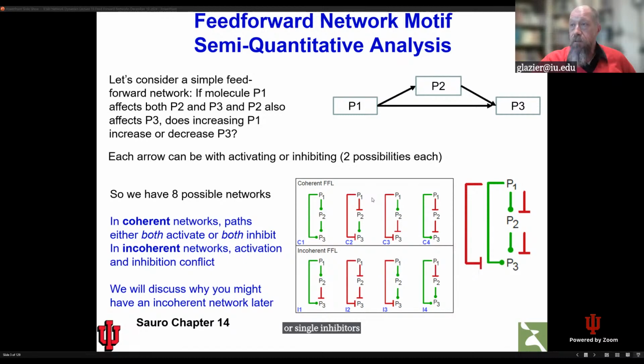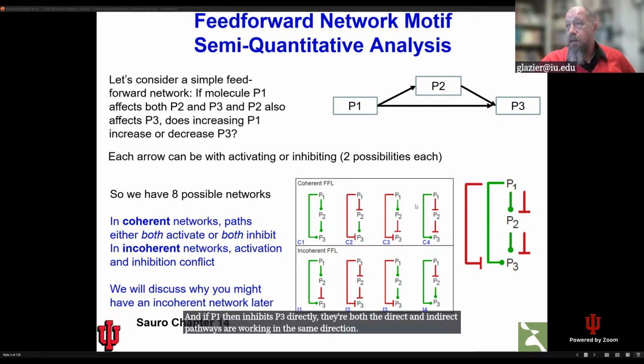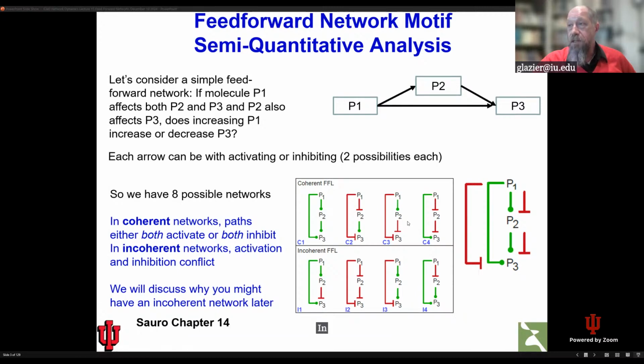So, for example, if P1 inhibits P2 and P2 inhibits P3, then P1 is a net inhibitor of P3. And if P1 then inhibits P3 directly, both the direct and indirect pathways are working in the same direction. In the same way, P1 activates P2, which inhibits P3, and P1 inhibits P3 directly. They're working in the same direction. Or P1 activates P3.